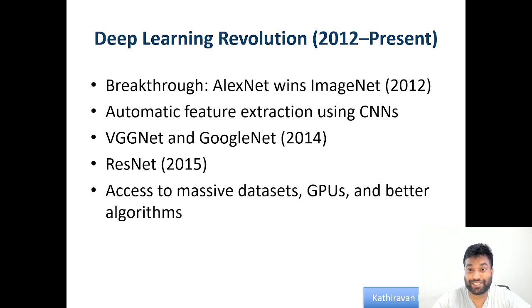And then the deep learning revolution came across, from 2012 to the present. AlexNet won the ImageNet competition in 2012, and instead of handcrafting the features, we started learning everything through the data. We had access to massive data sets and much faster GPUs, so we started extracting the features automatically using CNN models. CNN is nothing but convolutional neural networks. We'll discuss them later. And there were other architectures as well, like VGGNet, GoogleNet, and ResNet.